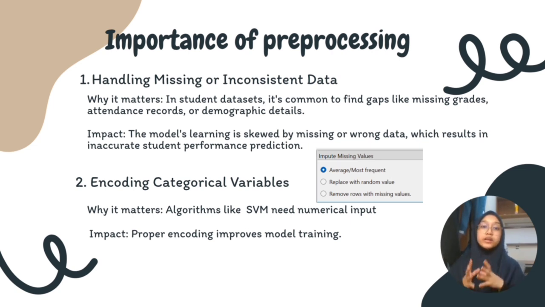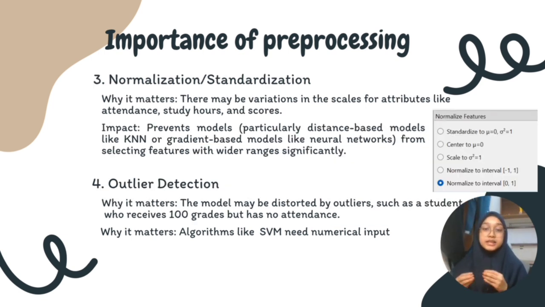The second one is encoding categorical variables. Machine learning algorithms cannot process categorical data like gender or course name directly. These values must be converted into numerical form using encoding techniques to ensure the model can interpret and utilize the data correctly.